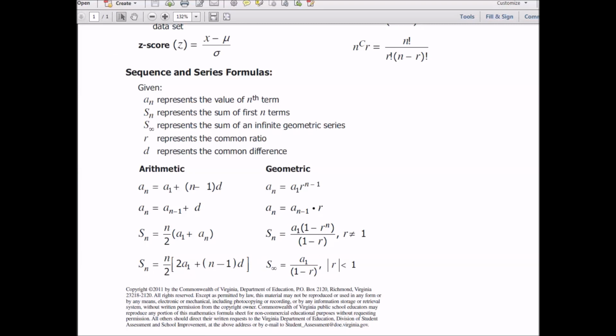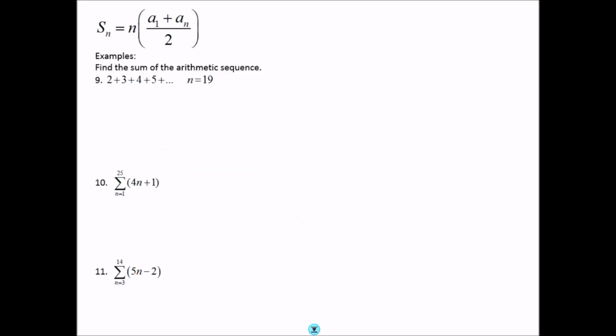And then we also have this other formula. S sub n equals n over 2 times 2 a sub 1 plus n minus 1 times d. It just depends what information you're given in the problem, which formula you should use. So number 9 asks us to find the sum of this arithmetic sequence. We're given a list of numbers and we're told we want to add up the first 19 terms. That's what n equals 19 means.